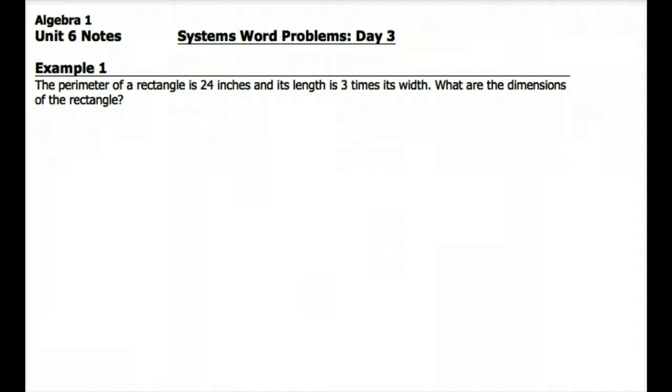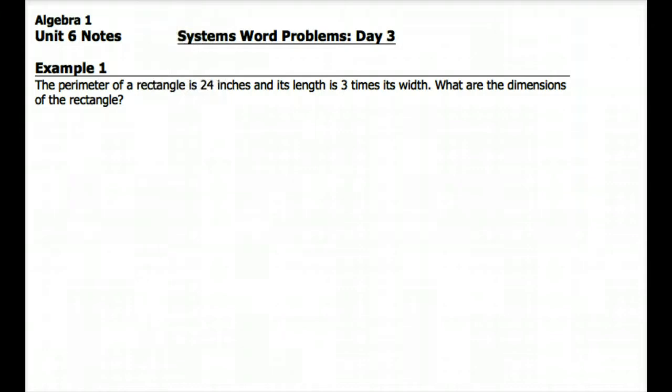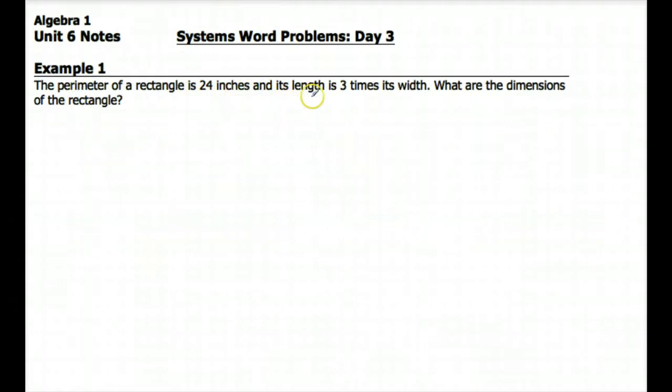So this is a geometry problem. We're dealing with perimeter of a rectangle for this one, so it might be a good idea to draw a diagram so we can label some sides here. We know that the perimeter of a rectangle is 24 inches and its length is 3 times its width, and we want to know what are the dimensions of that rectangle. Okay, so I'm going to go ahead and just draw a rectangle for this one.